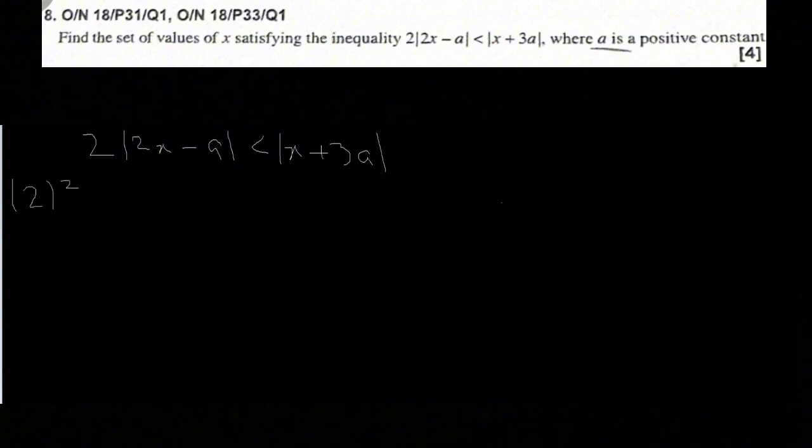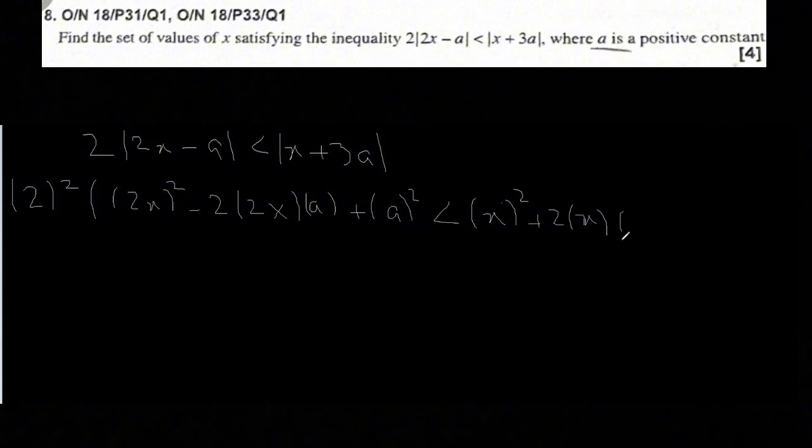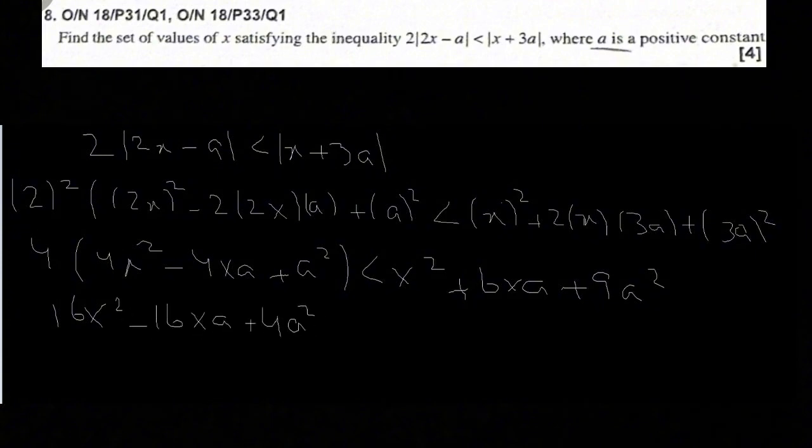So 2 squared multiplied by the bracket (2x)² − 2 × 2x × a + a², is less than x² + 2 × x × 3a + (3a)². Now 2 squared is 4, so 4 times (4x² − 4xa + a²) is less than x² + 6xa + 9a². Now 4 into 4x² is 16x², minus 16xa, plus 4a², is less than x² + 6xa + 9a².